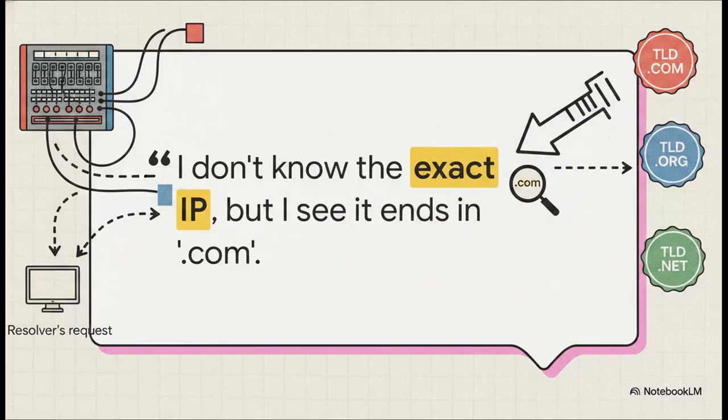The root server operates a lot like an old-school switchboard operator. It takes a look at your resolver's request and essentially says, well, I don't know the exact IP address for your specific site, but I do see your request ends in .com. Or, if you were looking for a .org or a .net, it would notice that instead. The root server doesn't have the final answer itself, but it points the resolver directly to the next stop, the top-level domain or TLD server that handles all .com websites.